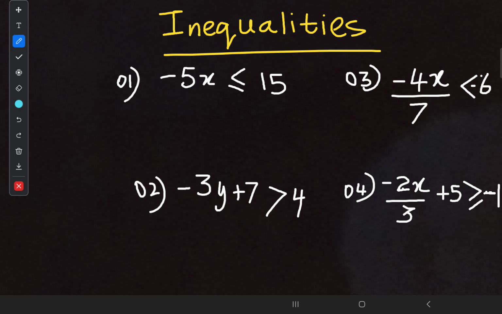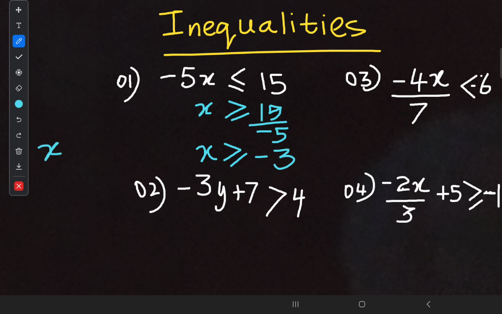For the first question, we are using a negative number to divide. So the direction of this symbol will change to its opposite. So x is greater than or equal to negative 3. So the possible x outcomes are equal to negative 3 and the values which are greater than negative 3. That means negative 2, negative 1. Likewise, these are the possible outcomes for our x in the first case.